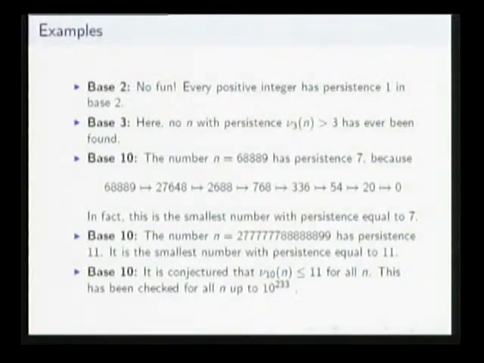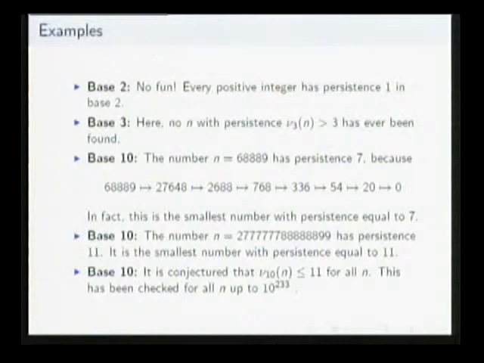So that's the problem. So what can we say about this problem? Part of what I'm going to say here is that we have a probabilistic version of this problem. We will show that most numbers, in some sense, have persistence less than or equal to 2.